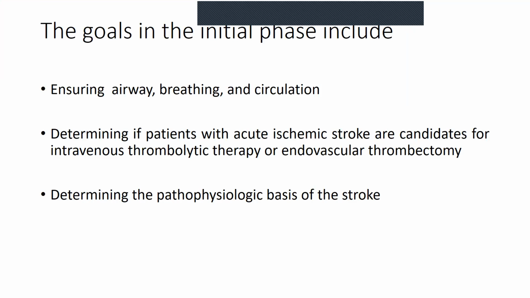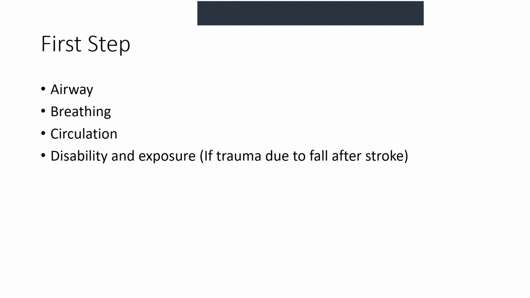The initial assessment to be done in the ER while the patient arrives is, first of all, we should ensure the airway, breathing, and circulation. Determine whether the patient has acute ischemic stroke, or is a candidate for intravenous thrombolytic therapy, or whether endovascular thrombectomy can be done in this patient. Determining the pathophysiologic basis of the stroke. First of all, at the ER, we should look for the ABCDE.